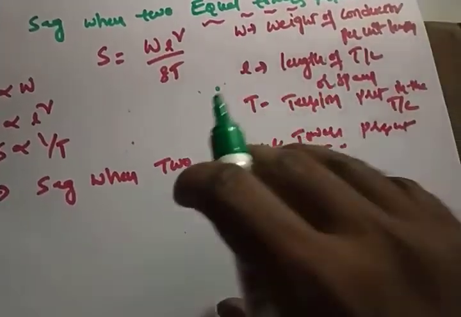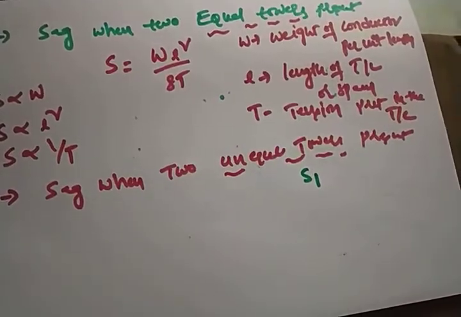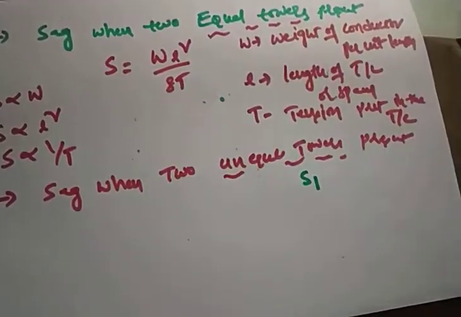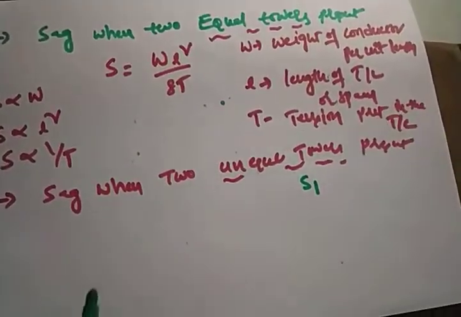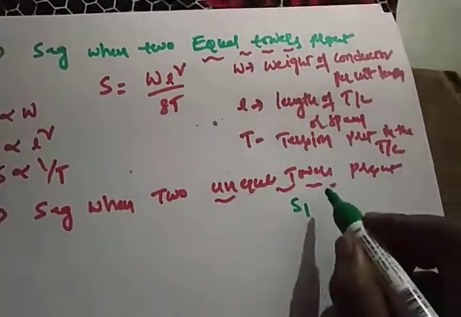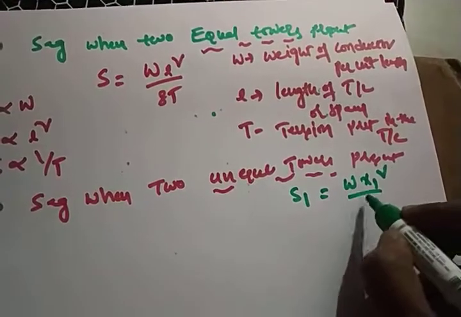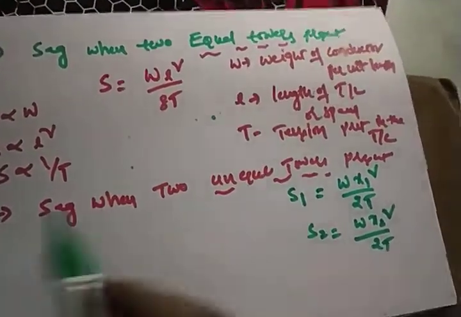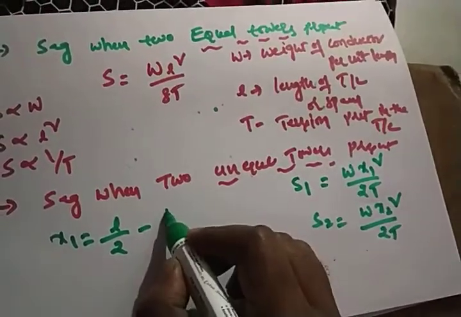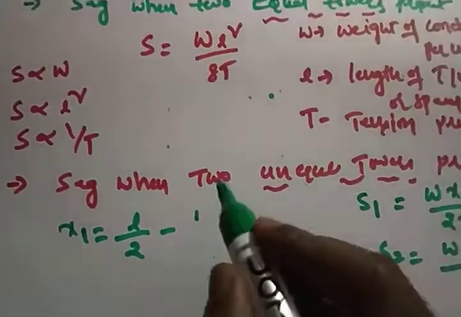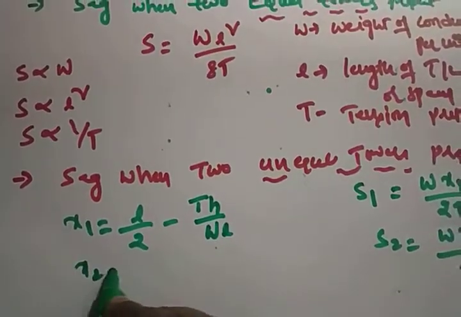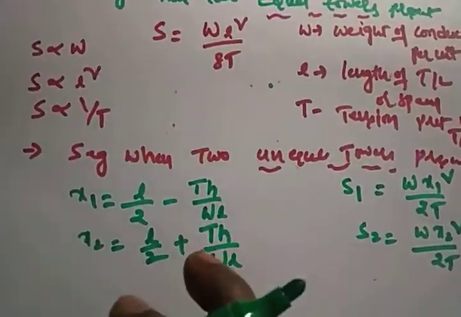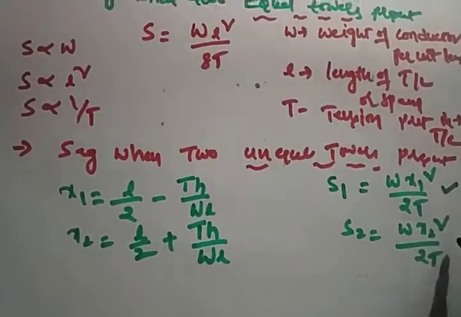Unequal heights means two different heights will be present. One tower will be in the lowest part, and another is on top of the hill. So definitely there will be a height difference between the towers. In that situation, what are the sag values? S1 is equal to W x1 square by 2T, S2 is equal to W x2 square by 2T. From here we derive x1 equals L by 2 minus TH by WL, and x2 is equal to L by 2 plus TH by WL. Calculate the x1 value from this equation, calculate the x2 value from this equation, and substitute here, and you will get the value of the sags.